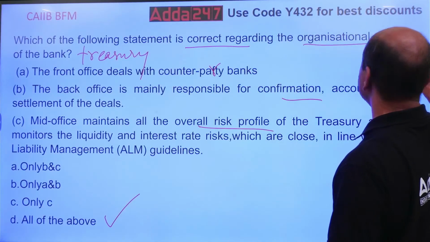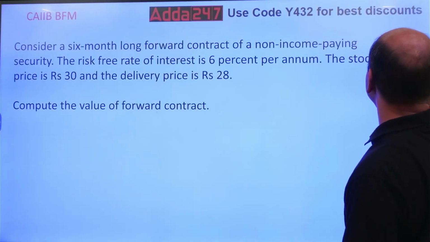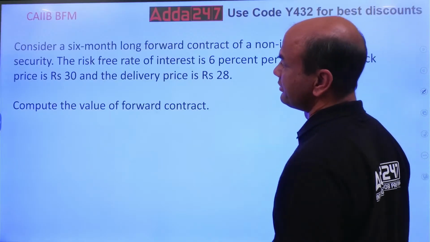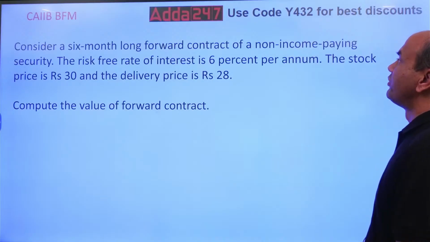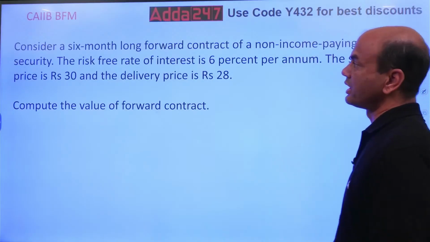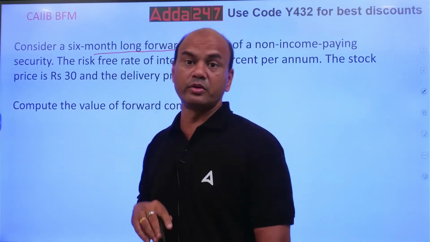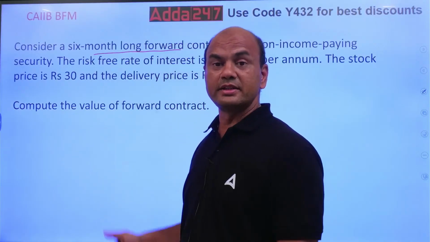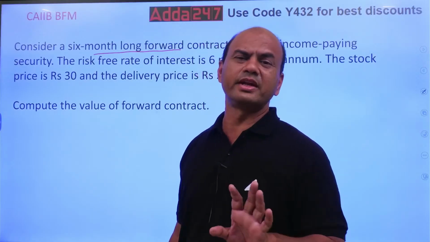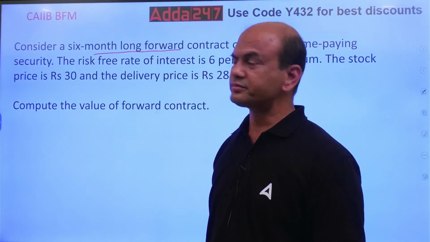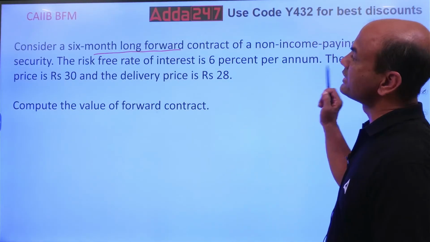Next. One second. Yeah. Take this numerical. Consider the 6-month long forward contract of a non-income paying security. Here, 6-month long forward. This numerical I told you, we'll be solving a numerical. This is the one. This is a sure shot exam numerical in the exam, and very simple one. Very simple. Okay. So consider a 6-month forward contract of non-income paying security.